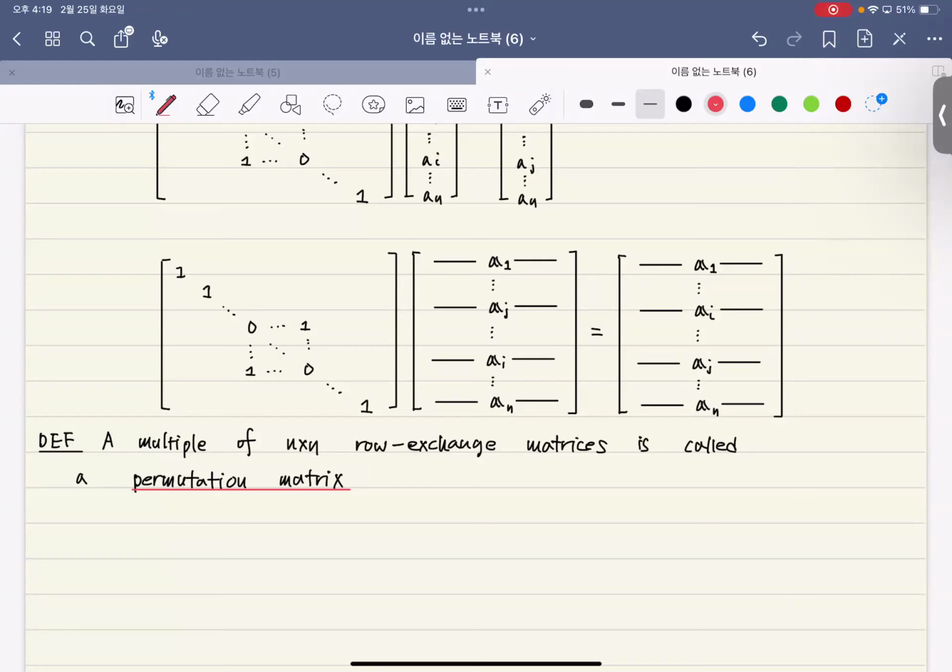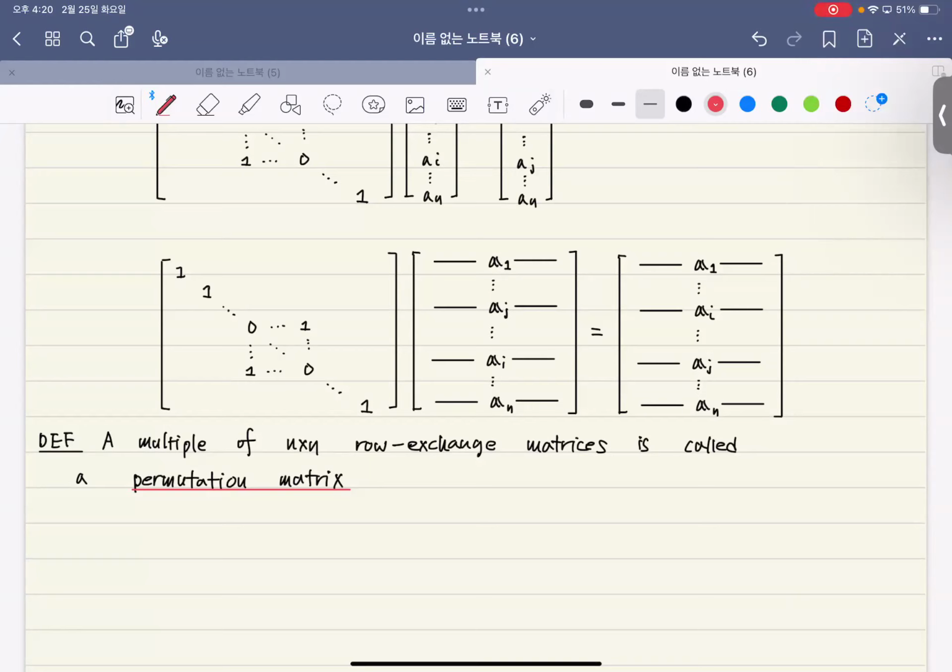A row exchange matrix is not a big deal. You can easily imagine any row exchange matrix, but this is somehow getting a little bit abstract, so I will try to be a little more concrete.